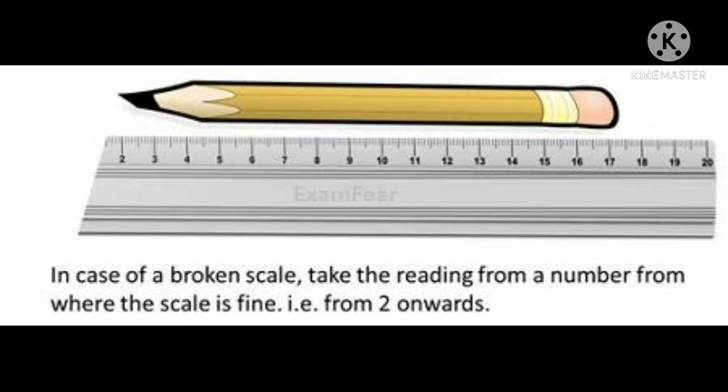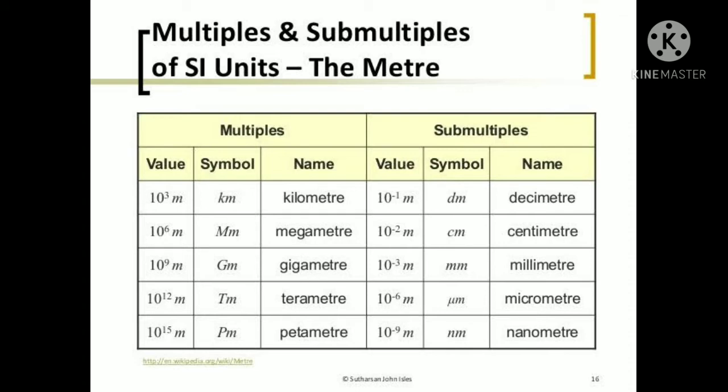Next we'll come to the multiples and sub-multiples of the meter. You can see the values given here. 10 to the power 3 meter is a kilometer, 10 to the power 6 is a megameter, 10 to the power 9 is a gigameter, 10 to the power 12 is a terameter, 10 to the power 15 is a petameter. And 10 to the power minus 1, meaning 0.1, is a decimeter, 10 to the power minus 2 is a centimeter, 10 to the power minus 3 is a millimeter, 10 to the power minus 6 is a micrometer, and 10 to the power minus 9 is a nanometer. So these are some multiples and sub-multiples of the meter.